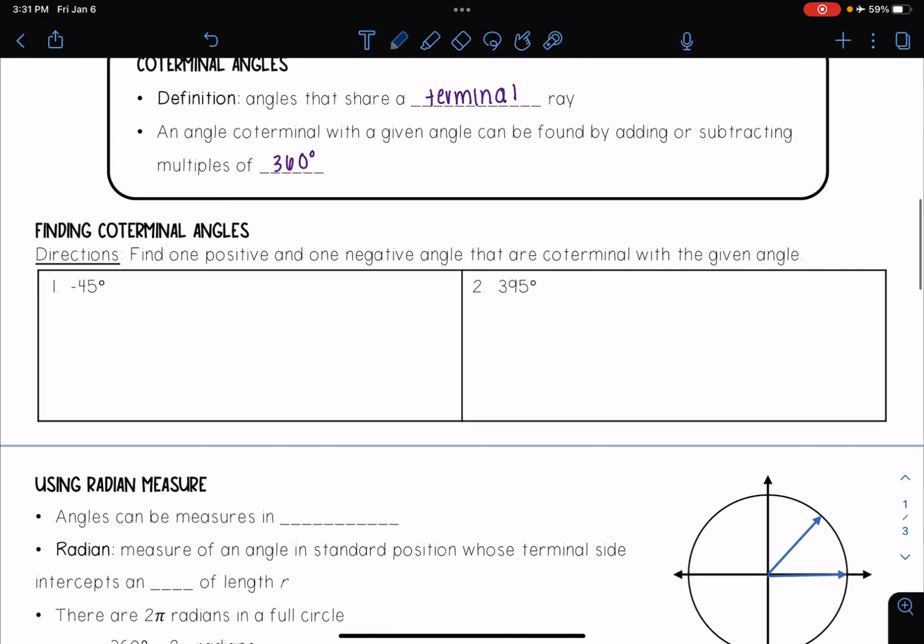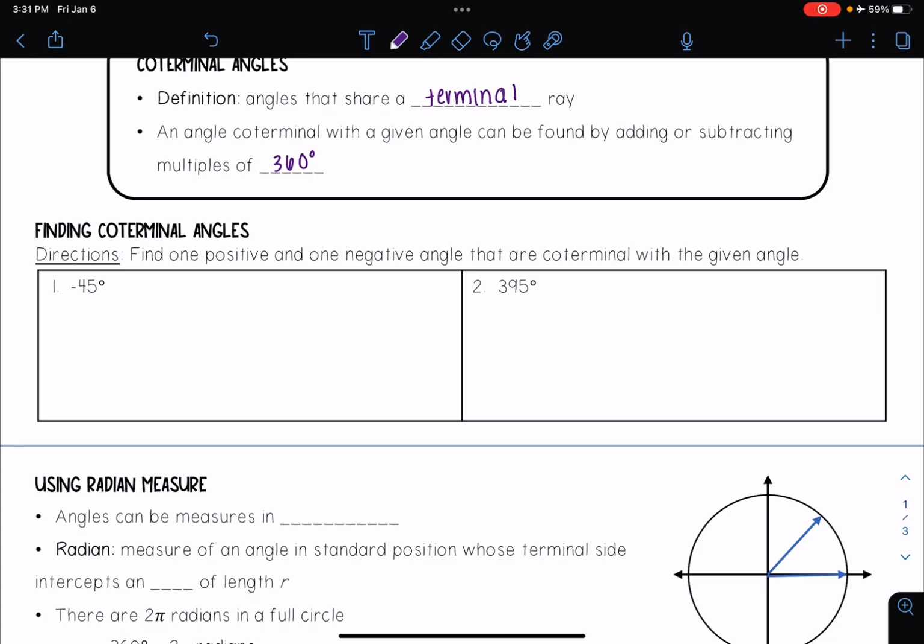So let's practice going ahead and finding these. So the direction says I want to find one positive and one negative angle that are coterminal with the given angle. So first one, I have negative 45 degrees, and I know I can find these by adding and subtracting multiples of 360. And I want to make sure I end up with a positive angle and a negative.